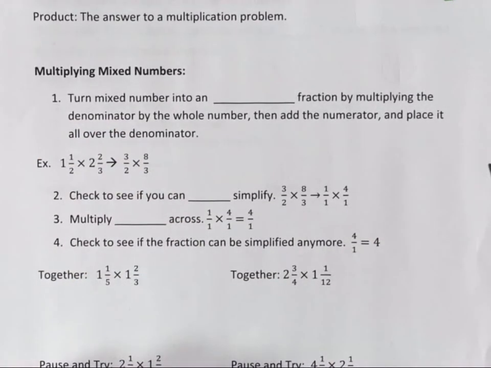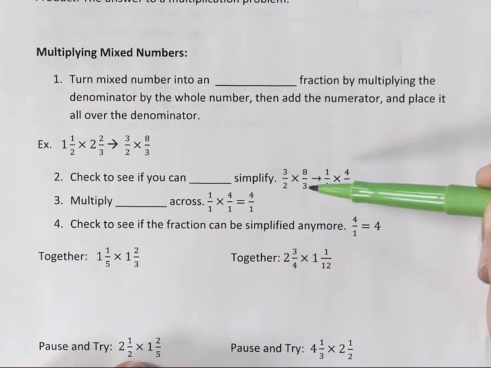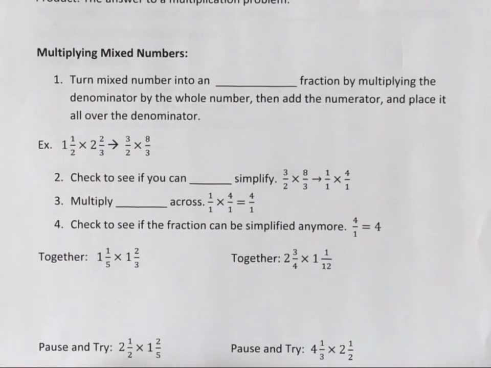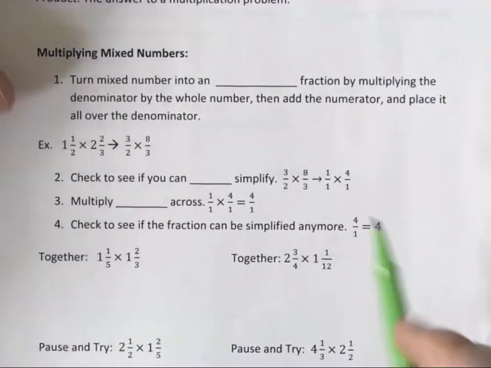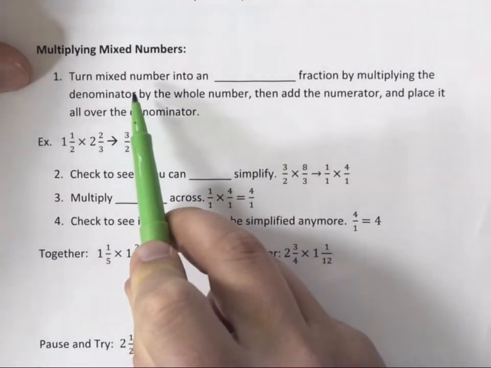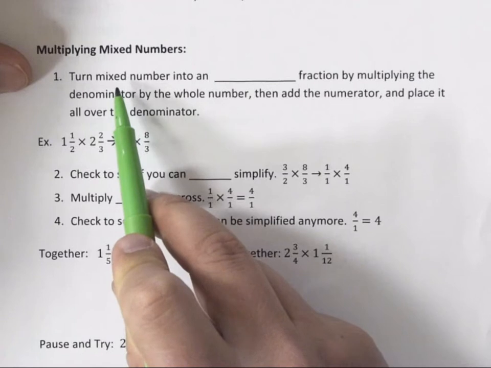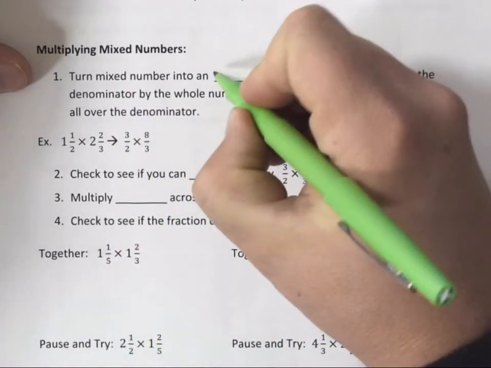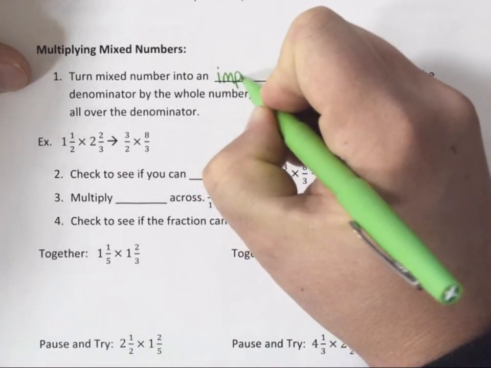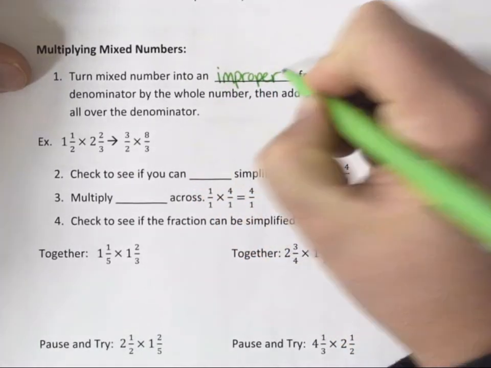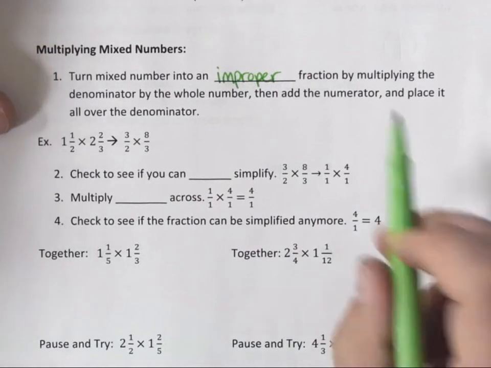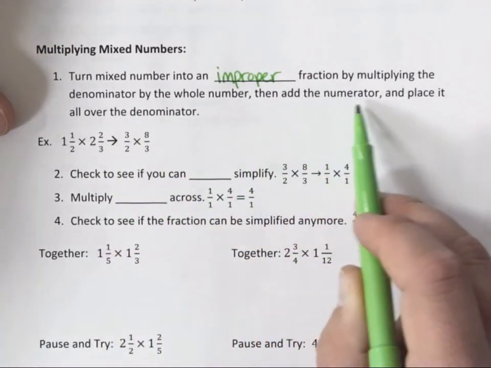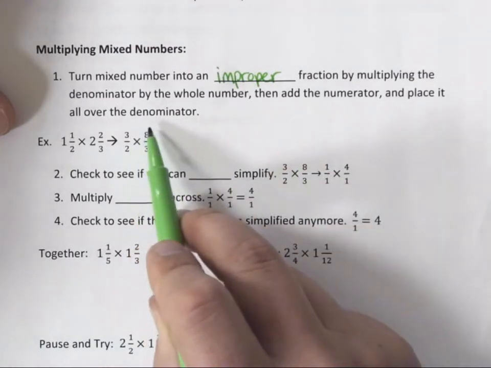Okay, multiplying mixed numbers. When multiplying mixed numbers, steps 2, 3, and 4 are going to be very similar to what you already saw with multiplying fractions. Okay, the only difference is we have an added step at the beginning. It says you need to first turn mixed numbers into an improper fraction by multiplying the denominator by the whole number, then add the numerator and place it all over the denominator.